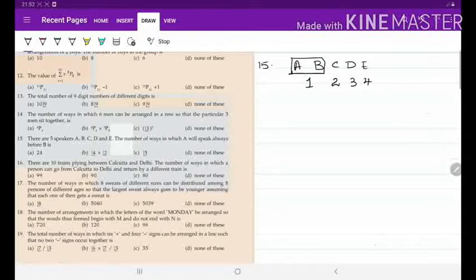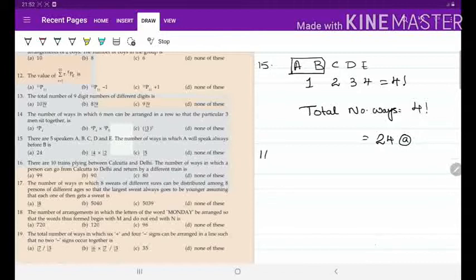The number of arrangements of these 4 groups will be 4 factorial ways. If we consider the internal arrangement of A and B, it is not going to change because A is always speaking before B. So the total number of ways is 4 factorial, which is equal to 24. Option A is the answer.